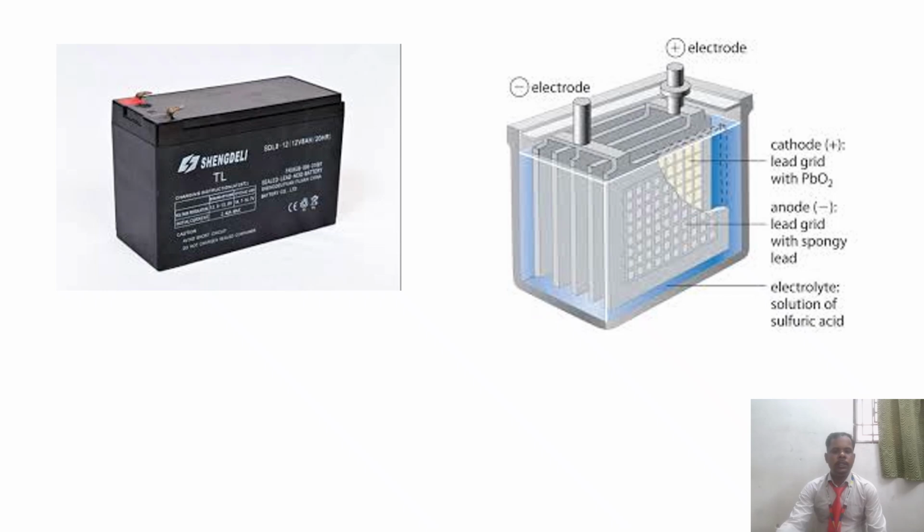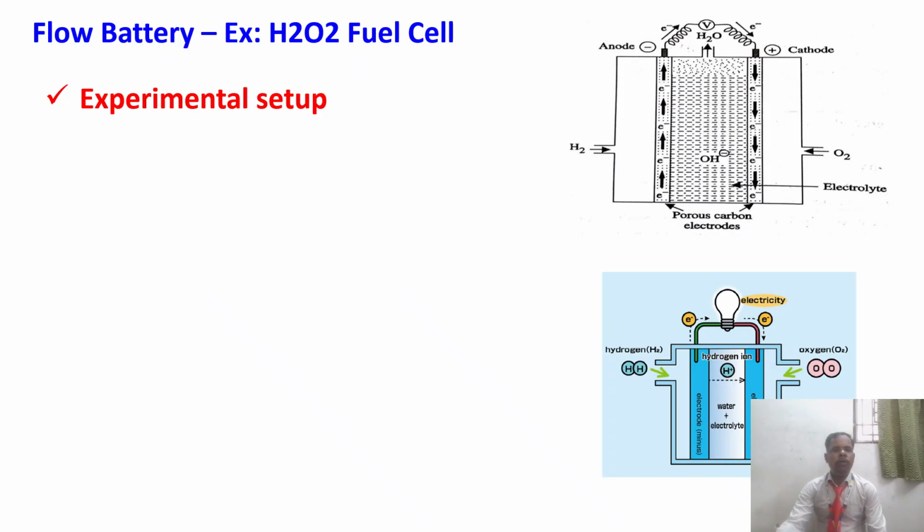Next we move to the third one, flow battery, or tertiary battery. What is the flow battery or tertiary battery? The reactants, products, and the electrolytes are continuously passing through the cell. Here the chemical energy is converted into electrical energy. That is the flow battery or tertiary battery. Best example, the hydrogen oxygen fuel cell. A lot of flow batteries are there: hydrogen oxygen fuel cell, methanol oxygen fuel cell, sulfur oxygen fuel cell, like that.